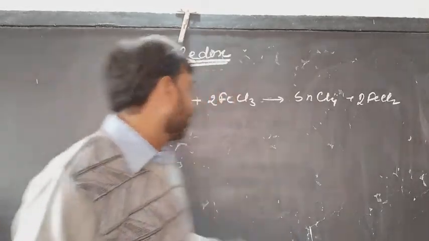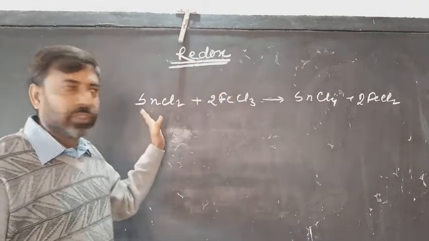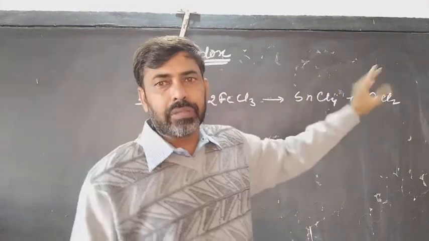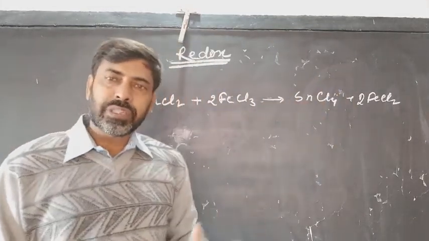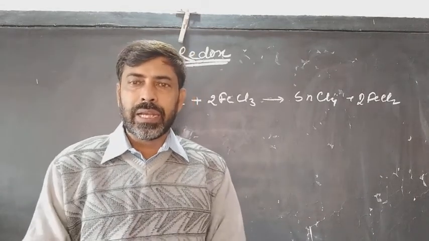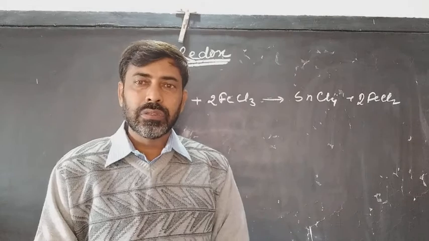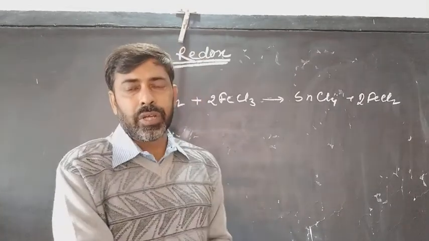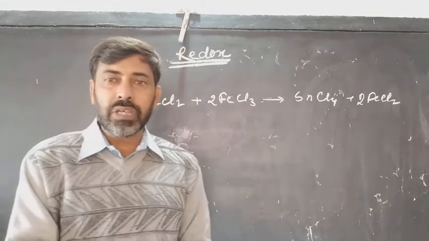And I have taken a reaction. Stannous chloride is reacting with ferric chloride, giving stannic chloride and ferrous chloride. The reaction we have seen earlier in the topic ion electron method for redox. Today we are going to see redox in terms of the oxidation number method.